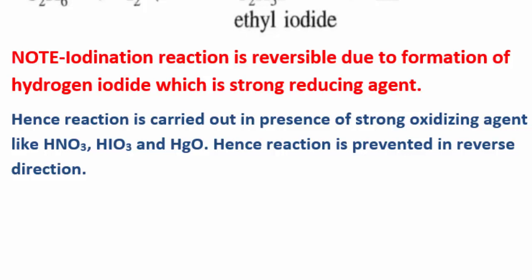So in order to prevent the reversible reaction, it should be carried out in the presence of some strong oxidizing agent like HgO, that is mercuric oxide, HIO3, that is iodic acid, and HNO3, that is nitric acid. So when the reaction is carried out in the presence of such strong oxidizing agents, then the reaction in the reverse direction is prevented and we get the product alkyl iodide.